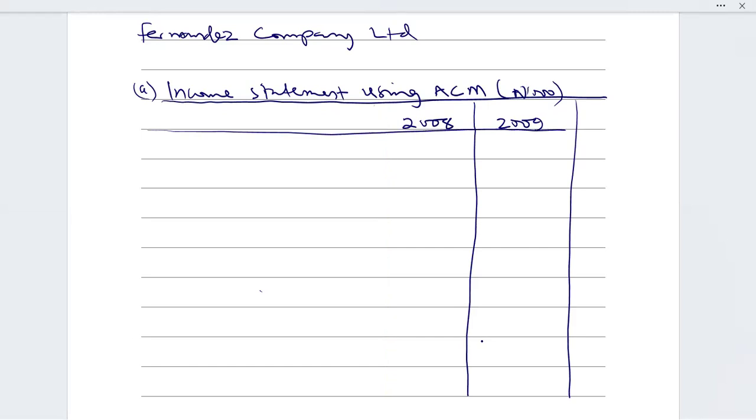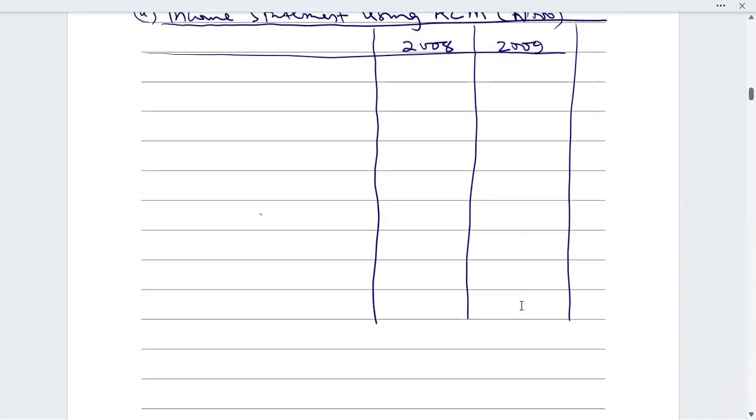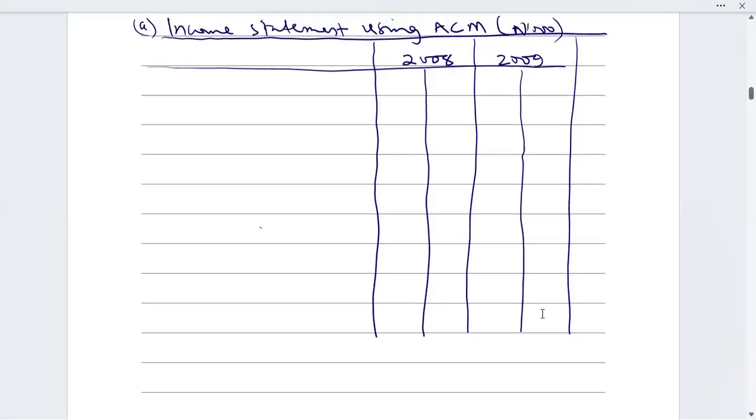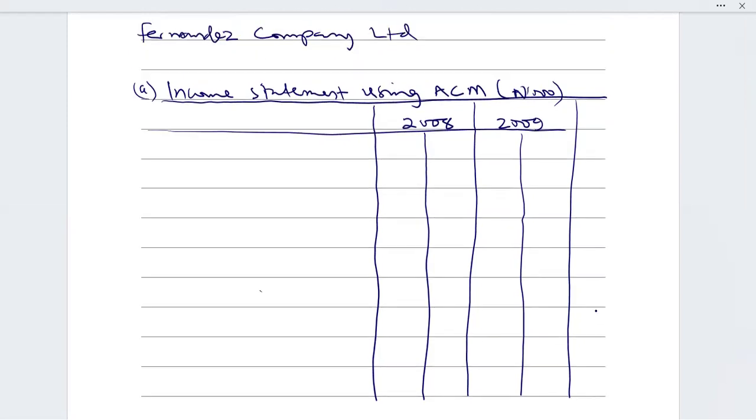This my line is too straight. I'm not using ruler, you manage it. After all, I'm not an artist, I'm an accountant. Okay. So you have the privilege of using ruler, so I don't have ruler here.